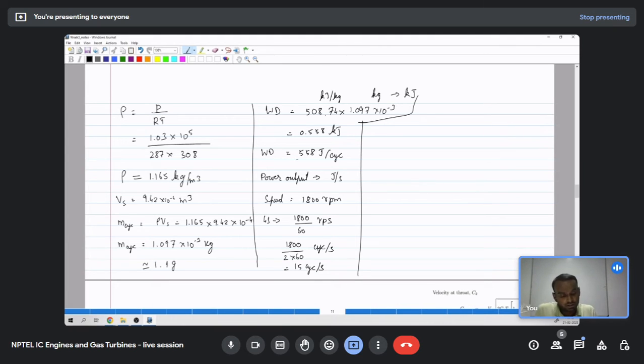We have calculated that for every cycle we are getting 558 joules, but there are 15 cycles happening in 1 second. So we can calculate power output as 558 into 15. That is 8370 joules per second. So this is 8.37 kilowatt.